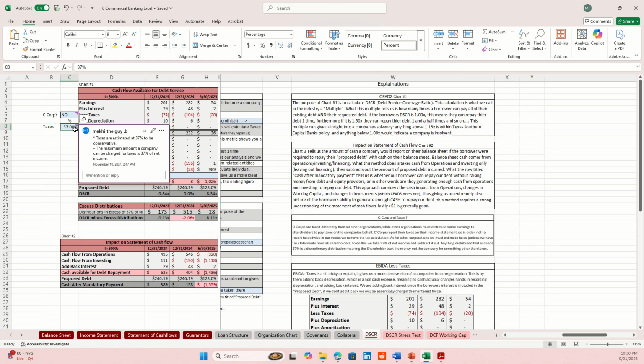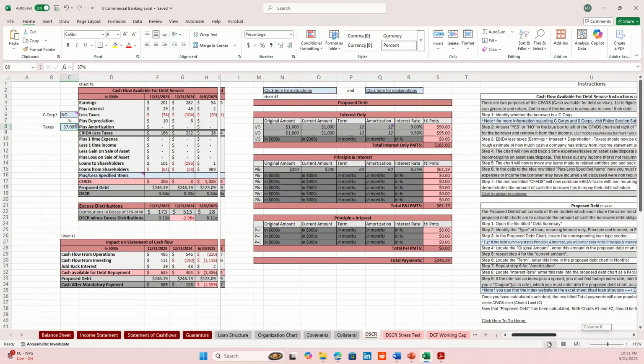How did we come up with the number 37%, Makai? I don't know. Well, it's right here. If you go and there's a little comment, the comment states taxes are estimated to be 37% to be conservative. The maximum amount a company can be charged for taxes is 37% of net income, and that only applies to Texas. It's different in every single state.